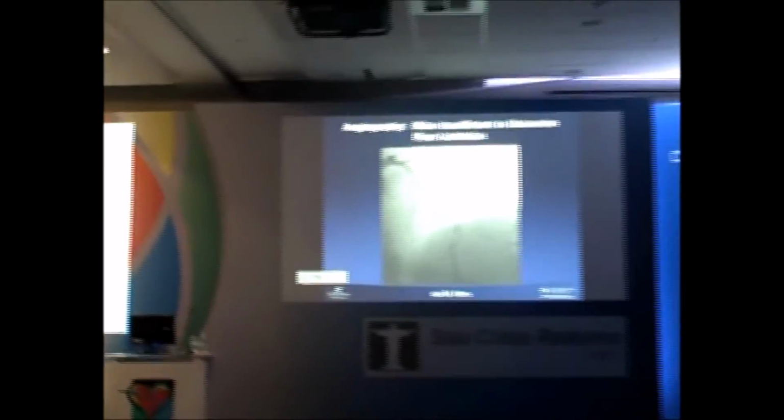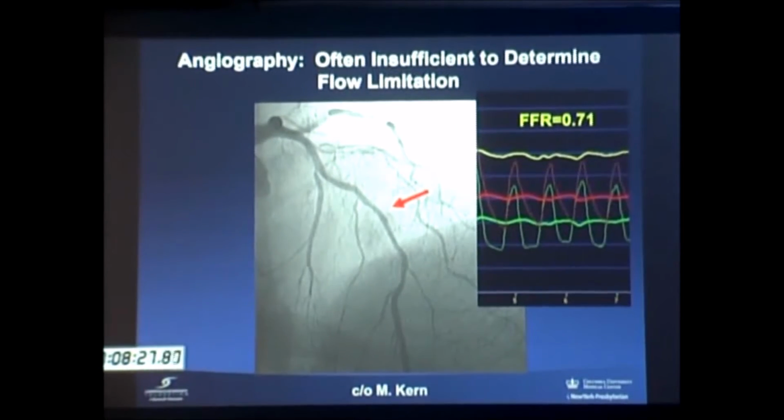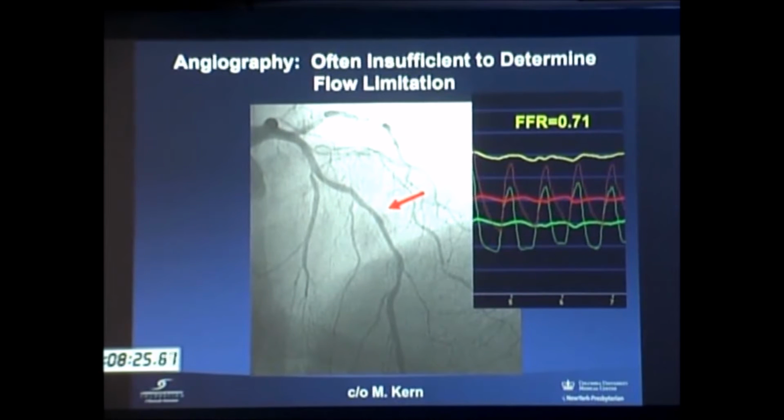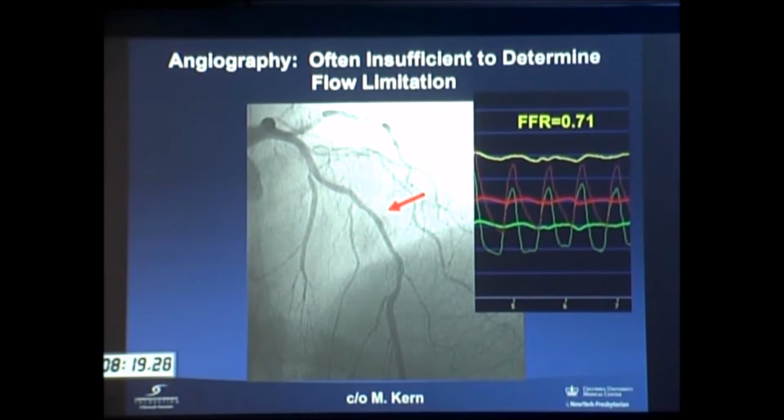This is a case of an LAD in a patient that was symptomatic. Doesn't appear to be very much. In the old days, many people would simply say, just leave this alone, medical therapy, but it turns out that the FFR is 0.71, and so this is a lesion causing symptoms and or physiologic significance, and this can successfully be treated to help the patient.